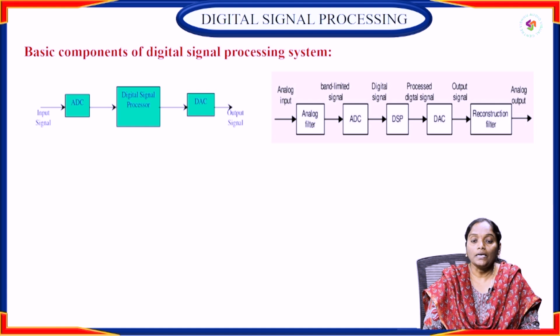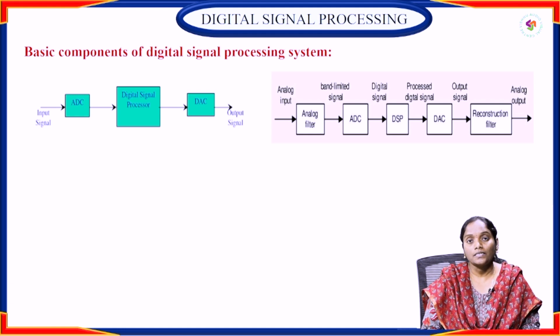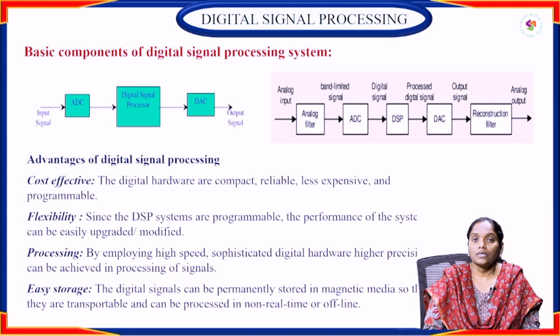So this is the complete block diagram of digital signal processing. In this way, we take the analog signals as input, process the signals in digital form, and the digitally processed output is converted back into the original analog form with the help of the DAC and reconstruction filter. This is the complete processing system.